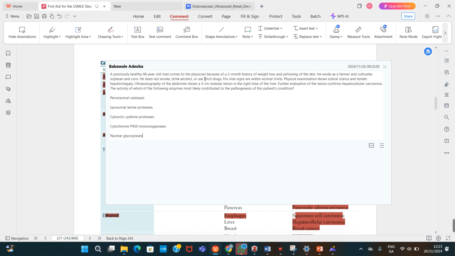What do we think is the cause of this hepatocellular carcinoma in this patient? Aflatoxin. Yes, aflatoxins. So what do we think will be involved from what we have mentioned? Cytochrome P450 monooxygenase. That's very good. So your cytochrome P450 activates your aflatoxin. The aflatoxin will now inactivate what?